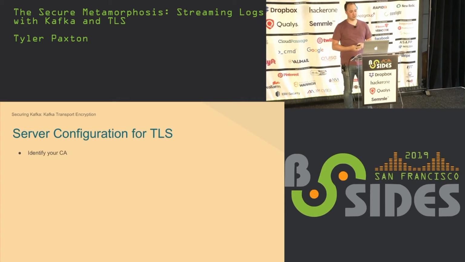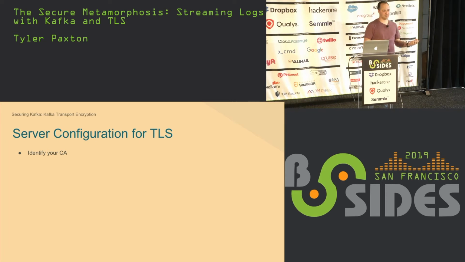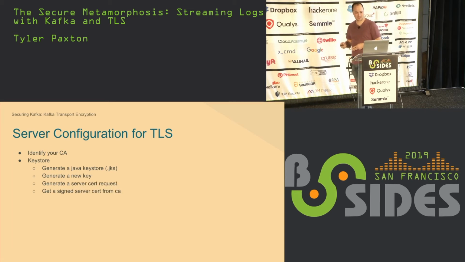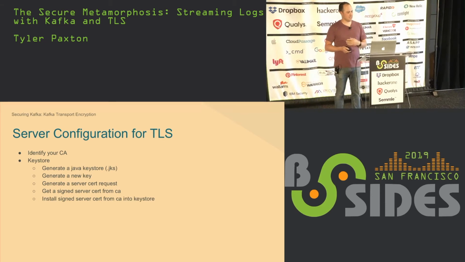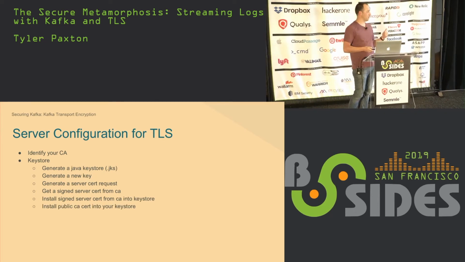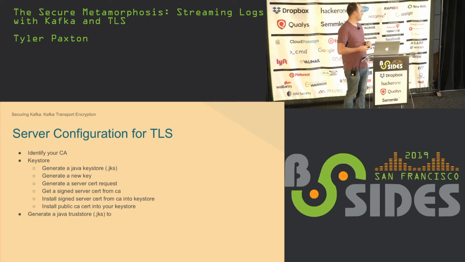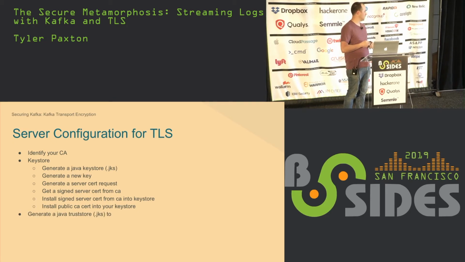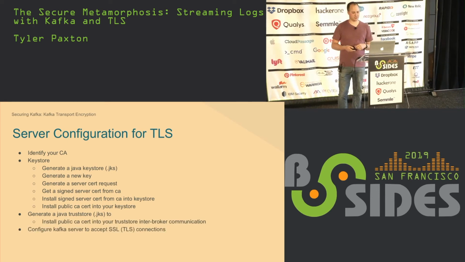So let's take a look at what you need to do to set Kafka up to have this one-way encrypted communication. First, you need to identify your CA. Hopefully you have a CA at your organization, or you can create your own CA, and I'm going to do that in my examples here. You'll generate a Java key store on the server. You'll generate a new key. You'll generate a server request, get that signed server cert from your CA, and then install that server cert into your key store. Install the public CA cert into your key store, and then generate a Java trust store and put the public CA cert into that trust store as well.